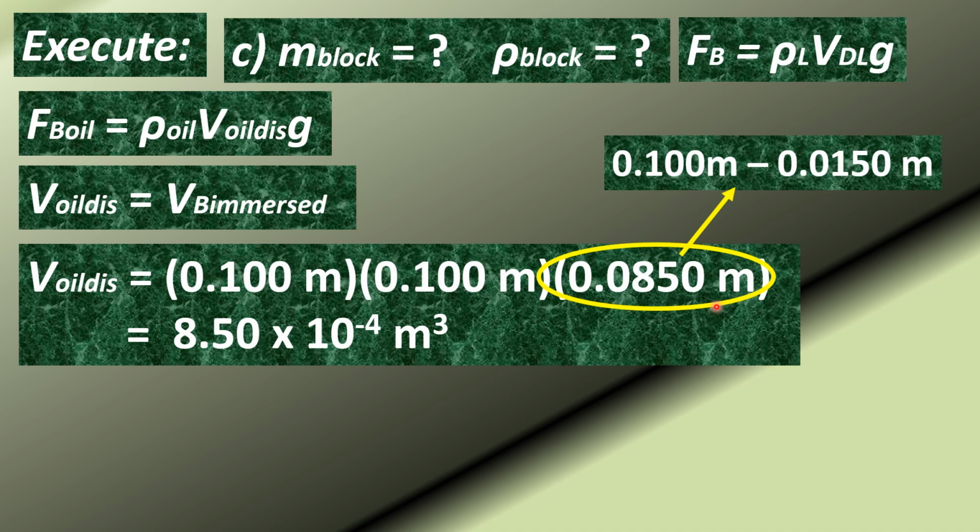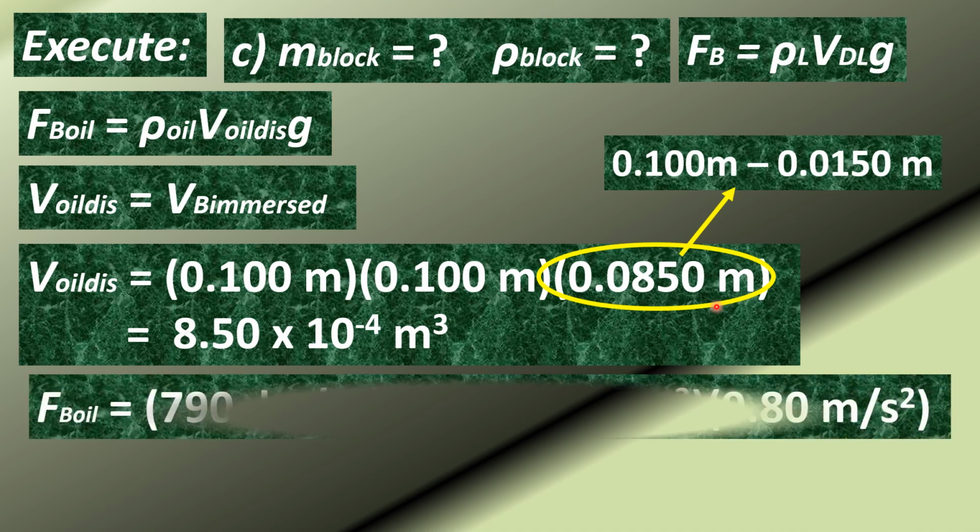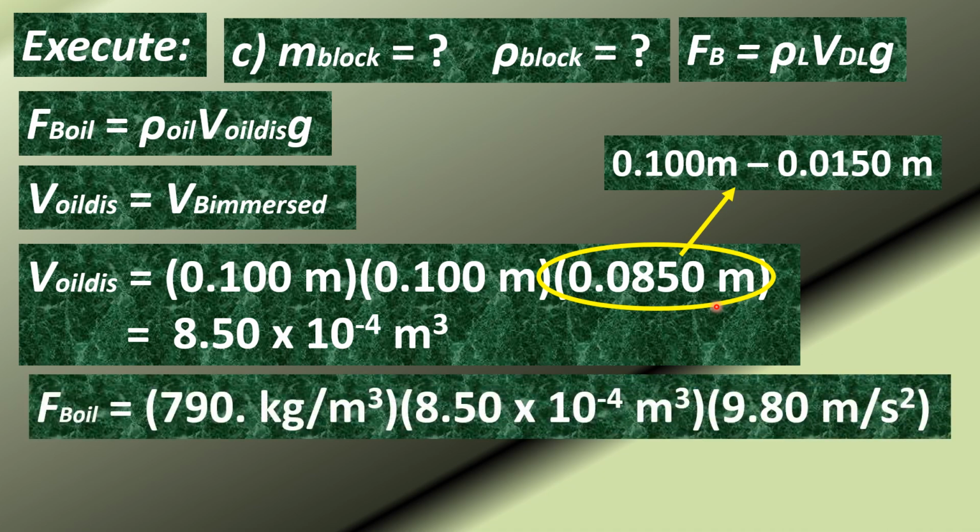All right. Take note that the block displaces a volume of oil less than the volume of the whole cubical block, and that volume of oil that is not displaced by the block has a corresponding depth equal to 0.0150 meters. That's why it was deducted from 0.100 meters, and the difference is 0.0850 meters.